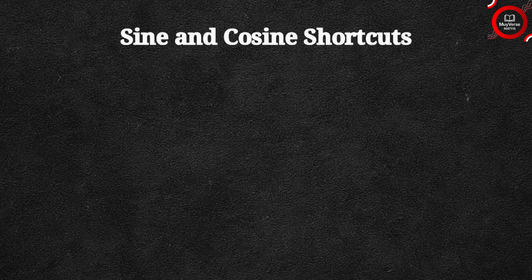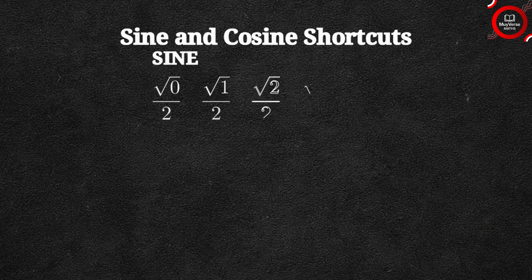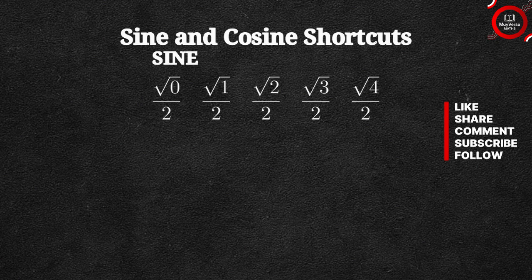Next, clean blackboard to memorize sine and cosine shortcuts fast. We will use square roots over 2 and a quick 0 to 90-degree visual. First, write the sine values from 0 degrees to 90 degrees using square roots. Notice the pattern: square root of 0 over 2, square root of 1 over 2, square root of 2 over 2, square root of 3 over 2, and square root of 4 over 2.